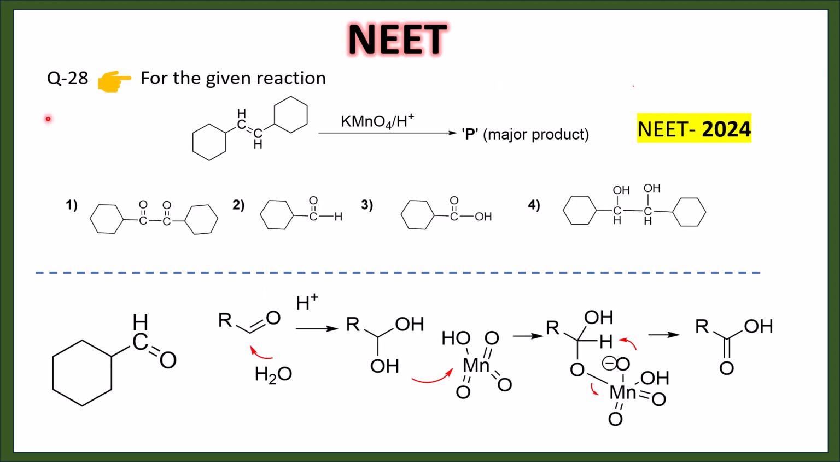And now question number 28. For this reaction we have to find the major product. Here options are given. We could find that oxidative cleavage happens here, giving this aldehyde, and further the aldehyde is treated with acidic KMnO4. This way the reaction happens and gives this acid. So here the correct option is the acid.